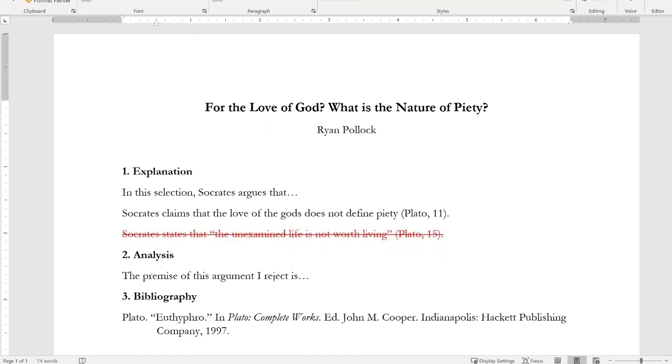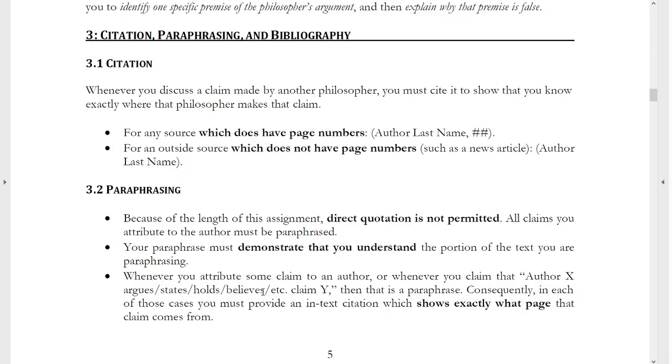At no point should you have any direct quotations, because again, the assignment is relatively short. I don't want you taking up much time with direct quotation. So every citation should be a paraphrase. You should be putting the author's words in your own words. And when you paraphrase, what the best papers will do is they'll use a paraphrase that shows your understanding, right? That demonstrates you understand the portion of text you're talking about.